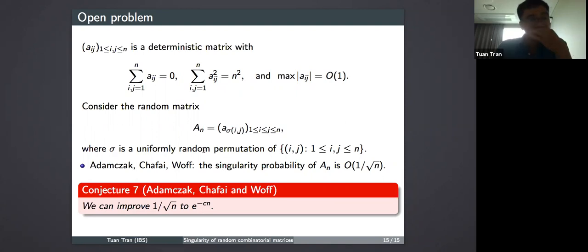Using the tool which I have developed together with a new switching argument to handle the dependency between the rows. Because in this new model, the rows are no longer independent. We require that the sum of the entries in each column is n half, so the rows are no longer independent. And to handle that, they use the new switching argument.